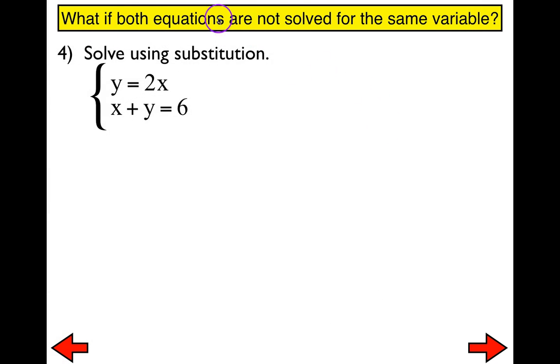Okay, so now moving on to something very similar. What if both of the equations are not solved for the same variable? Well, in that case, why not make both of them the same? So in this case, this one's already solved for y, so all I would have to do is solve this one for y as well. So here we have y equals 2x, which is great, but for this one, x plus y equals 6.